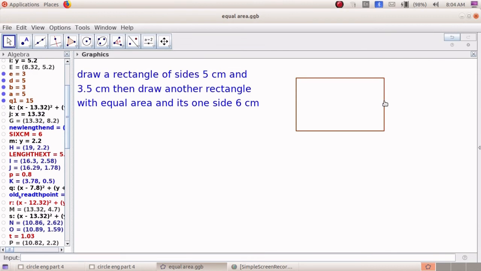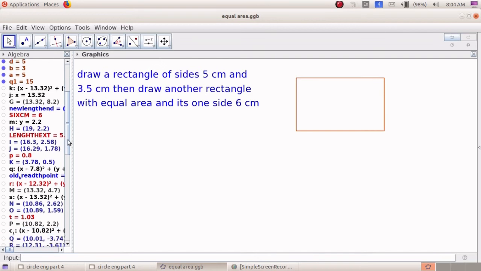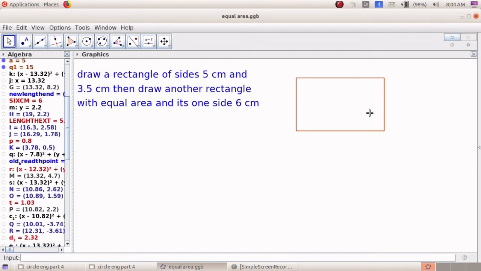Now, we need to draw another rectangle. Its one side should be 6 cm. We know how to construct such a rectangle with area equal to this one. We have done it already, but here it is specified.